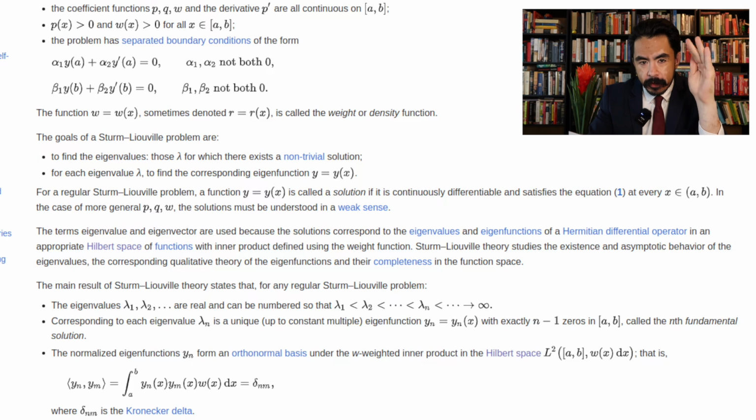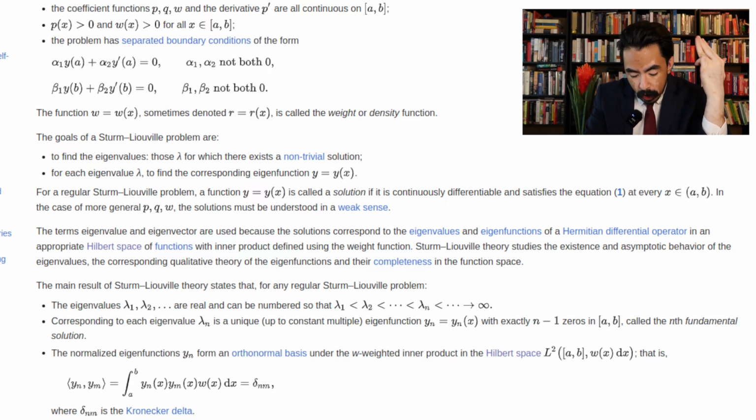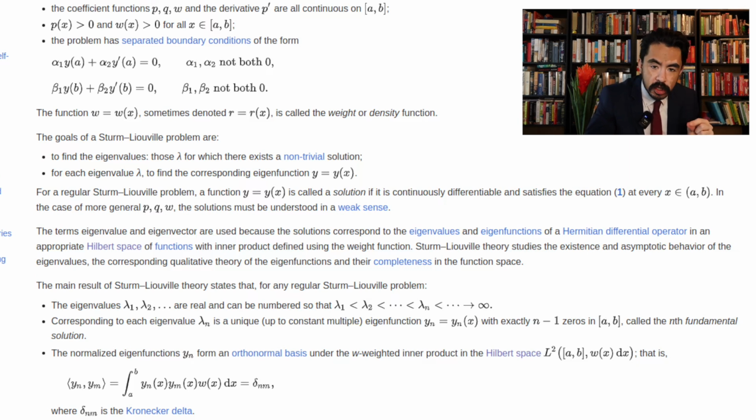Corresponding to each eigenvalue λ_n is a unique, up to a constant multiple of course, eigenfunction y_n, which is equal to some functional representation y_n in terms of x, say, with exactly n minus 1 zeros in the interval of interest, a to b, called the quote-unquote nth fundamental solution. Furthermore, for any regular Sturm-Liouville problem, the normalized eigenfunctions y_n form an orthonormal basis under the W-weighted inner product in the Hilbert space, namely of square integrable functions on the interval from a to b with respect to the weight function w of x.